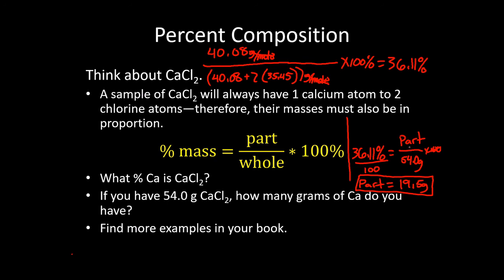Now remember, if you were asked to find the grams of chlorine, you would have to insert the percent mass of chlorine here. So it's very important that this is the percent mass of the calcium. This is the part of the molecule that is made up of calcium, and then this is the whole molecule there. So you can find more examples like this in the book if you would like to practice with those.